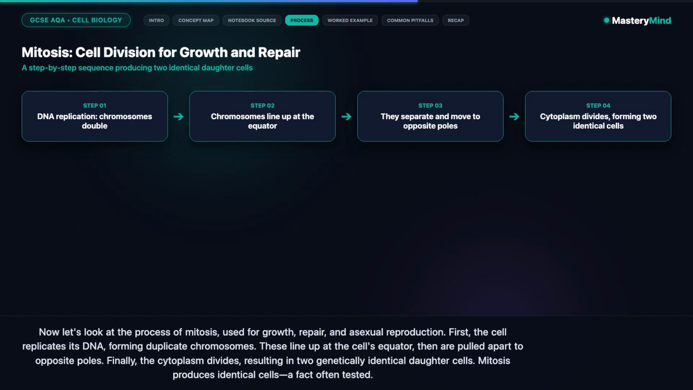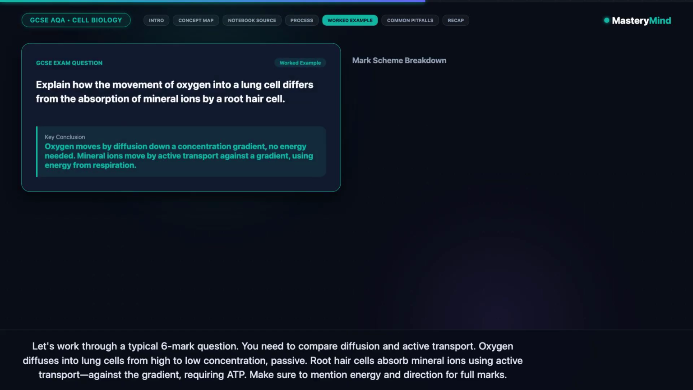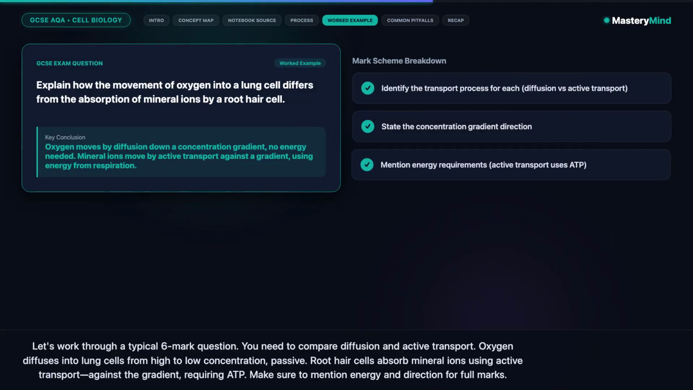Let's work through a typical 6-mark question. You need to compare diffusion and active transport. Oxygen diffuses into lung cells from high to low concentration, passive. Root hair cells absorb mineral ions using active transport, against the gradient, requiring ATP. Make sure to mention energy and direction for full marks.